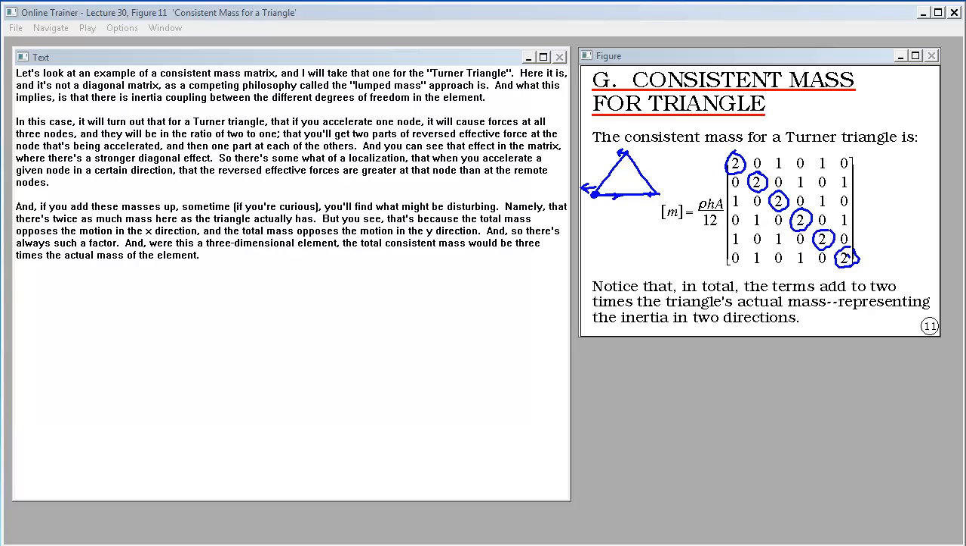And if you add these masses up sometime, if you're curious, you'll find what might be disturbing, namely that there's twice as much mass here as the triangle actually has. But you see, that's because the total mass opposes the motion in the x direction, and the total mass opposes the motion in the y direction. And so there's always such a factor. And were this a three-dimensional element, the total consistent mass would be 3 times the actual mass of the element.